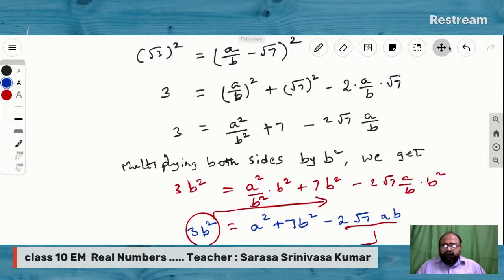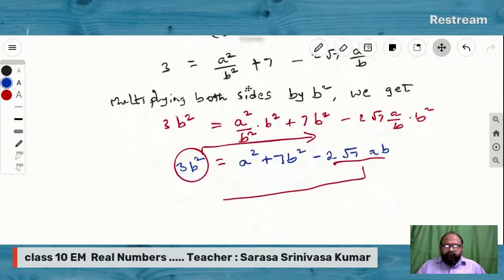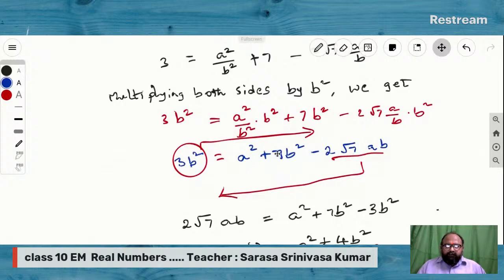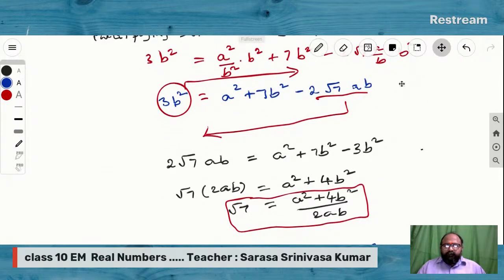Now I bring root 7 term to the left hand side and all the remaining terms to the right hand side. By doing this, we get 2 root 7 ab equal to a square plus 7b square minus 3b square. 7b square minus 3b square is equal to 4b square. So we can write square root of 7 equal to a square plus 4b square by 2ab.